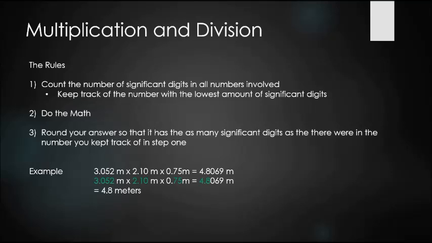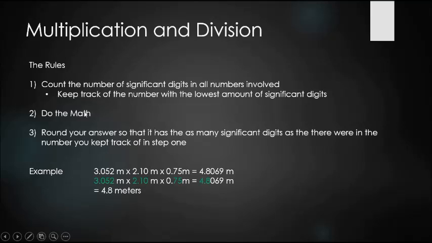With multiplication and division, there are some rules. So you start off with counting the number of significant digits in all of the numbers involved. Keep track of the one that has the least. So in our example down here, we've got this all set up for us, even highlighted the significant digits. So we've got 4 here, 3 here, and just 2 here.